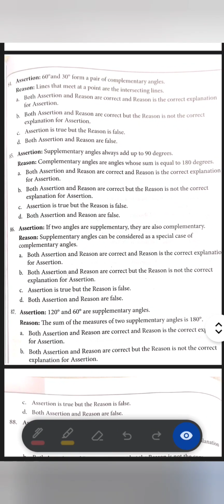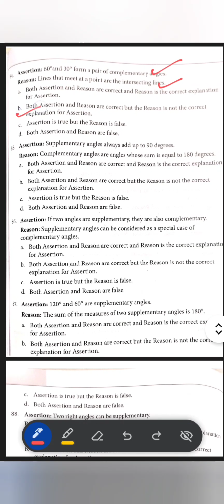Question number 84. 60 degrees and 30 degrees form a pair of complementary angles. Yes, that is correct. 60 plus 30 is equal to 90 degrees. Lines that meet at a point are called intersecting lines. Yes, that is also true. Both are true, but the reason is not the correct explanation of assertion.